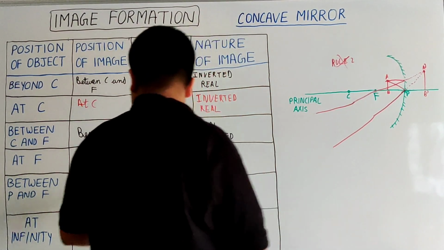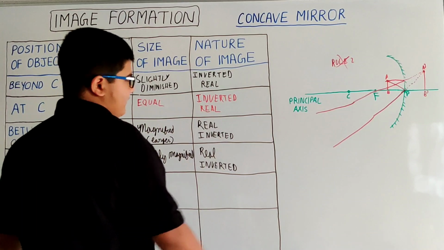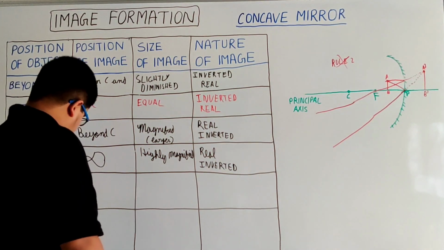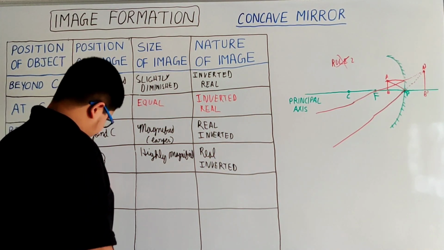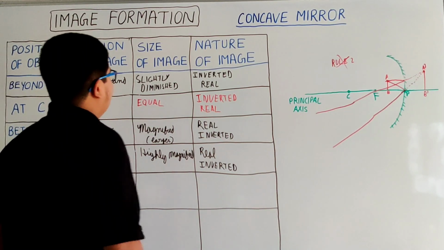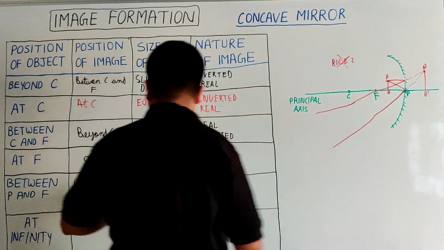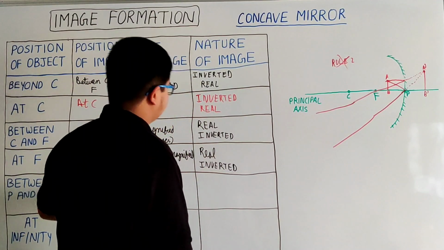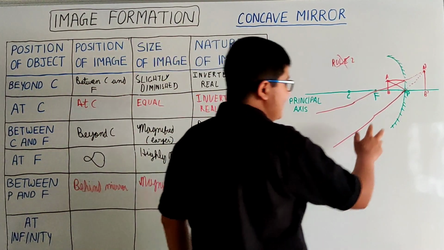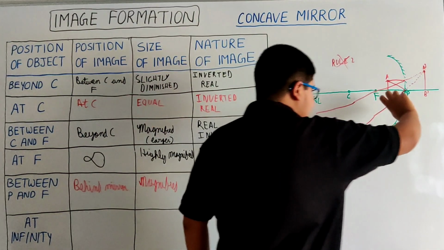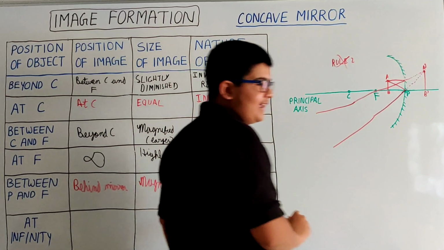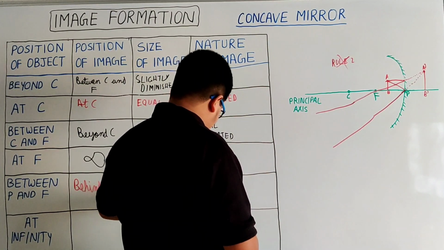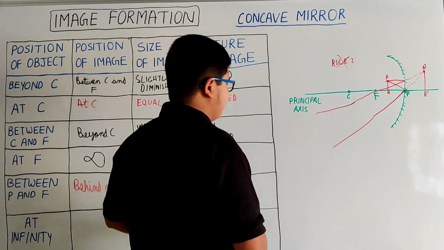So now let's fill the chart. So the object is between pole and focus and the image is being formed behind the mirror. So this is another exception in which the image is being formed behind the mirror. And again the image is much bigger than the object. So the image is magnified, larger. But this time you can see that the rays are not actually meeting. We have extended them backward behind the mirror. So that's why you can see that the rays are appearing to meet but they are not actually meeting. So that's why the image will be virtual, as the rays are not actually meeting, they are just appearing to meet.